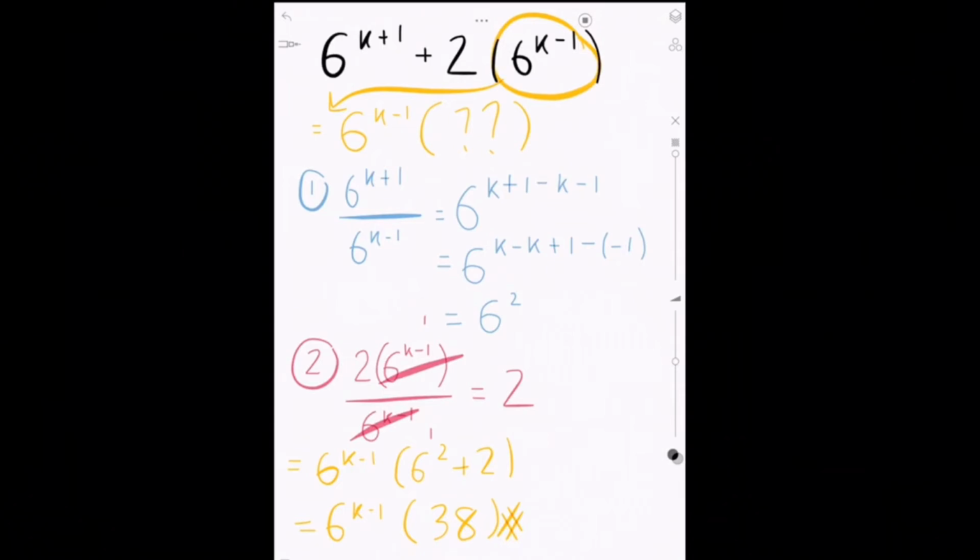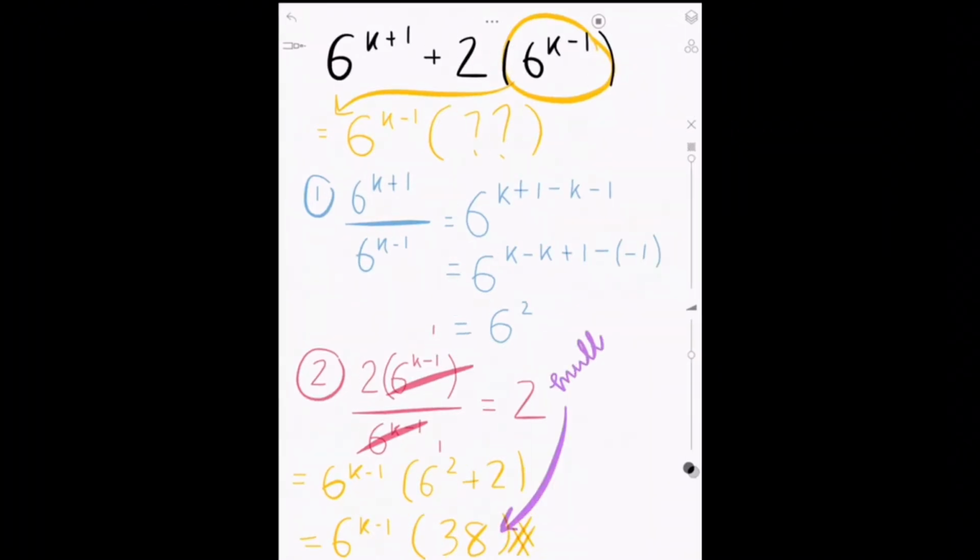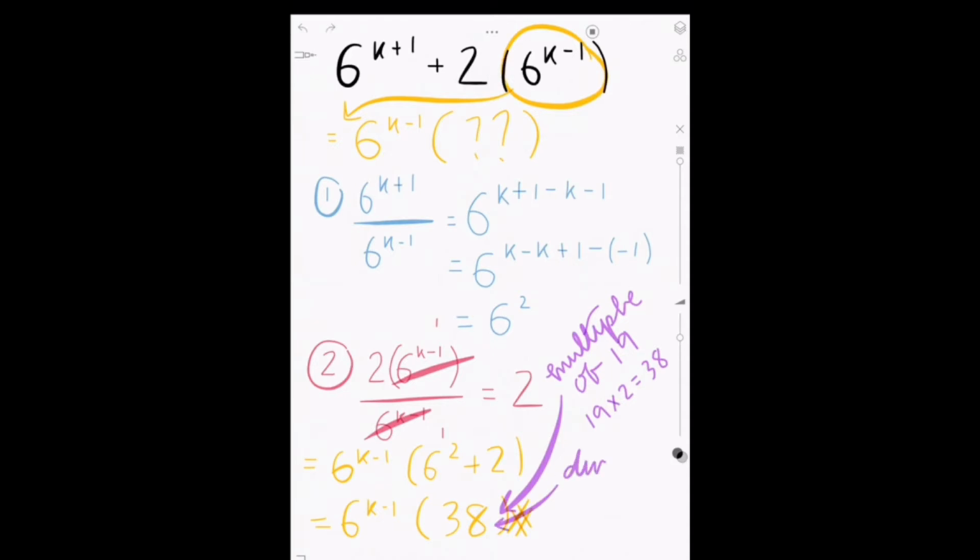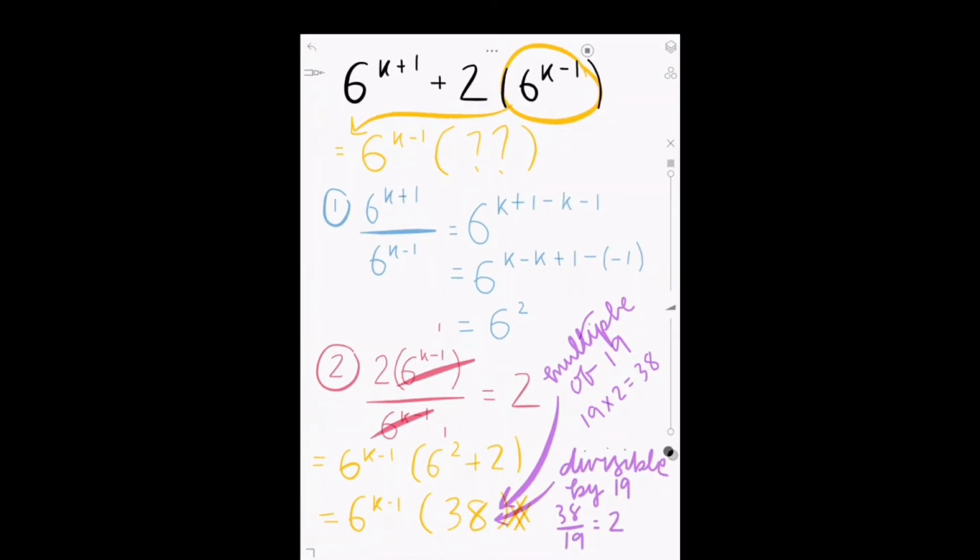But what proves that this expression is divisible by 19? As you can see, 6 power of k minus 1 will be multiplied with 38, and 38 is a multiple of 19, which is 19 times 2. 38 is definitely divisible by 19. So, when 6 power of k minus 1 is multiplied with 38, it will be divisible by 19. Thus, this expression is proved to be divisible by 19.